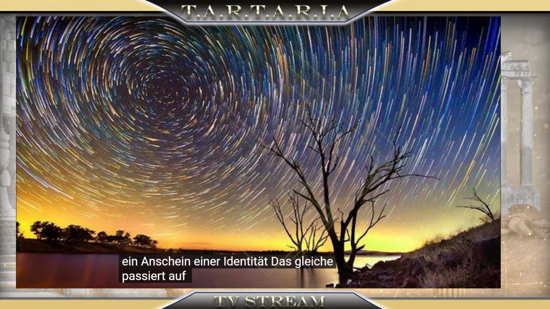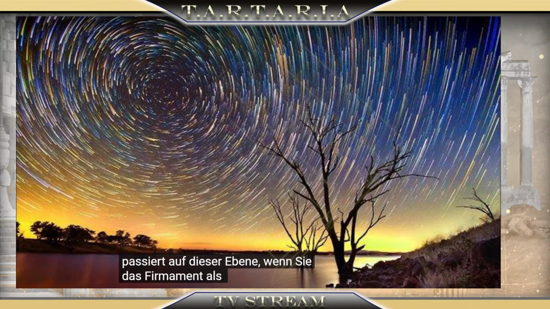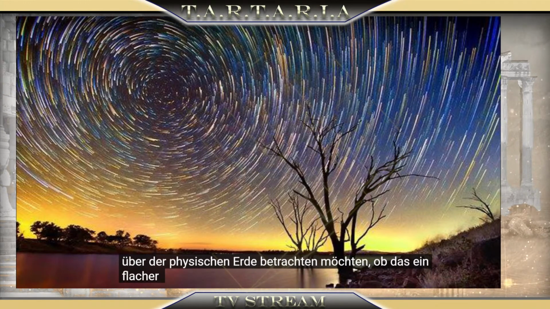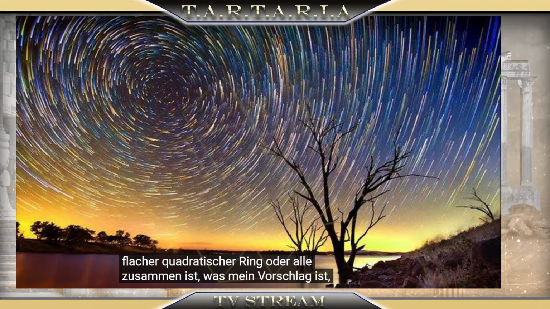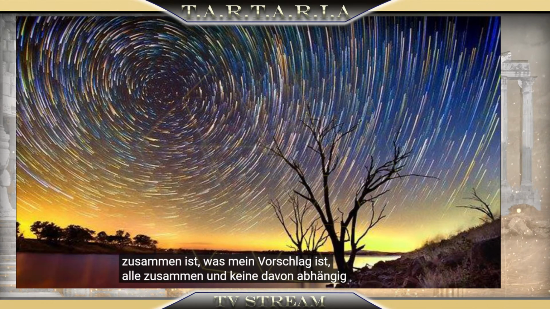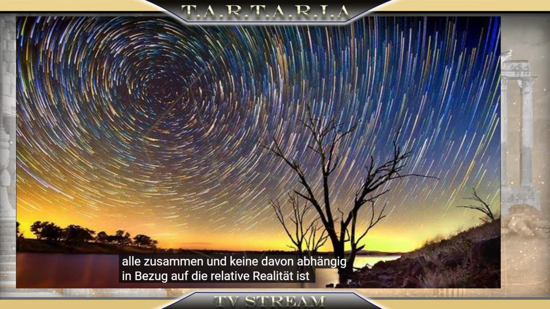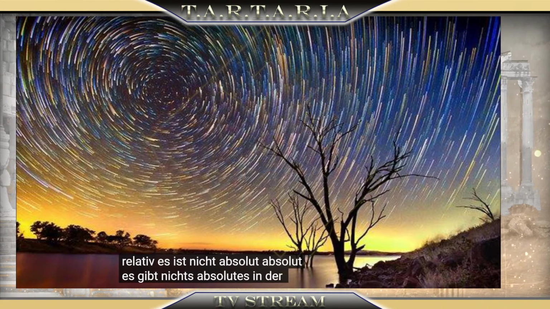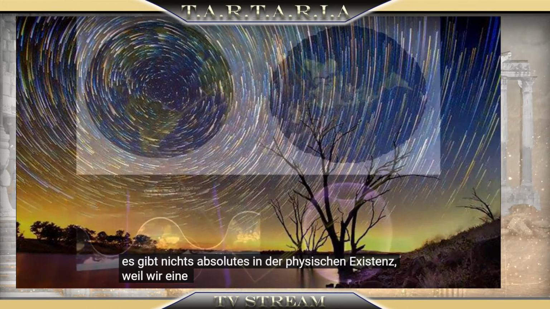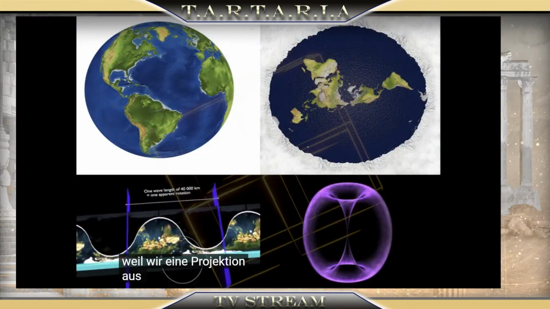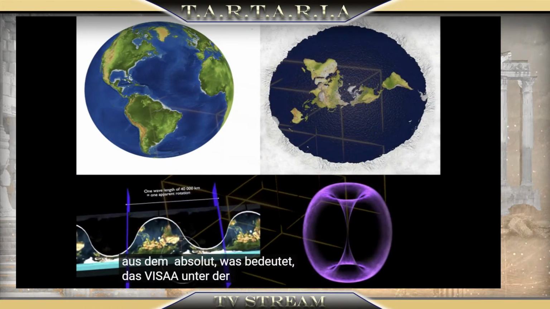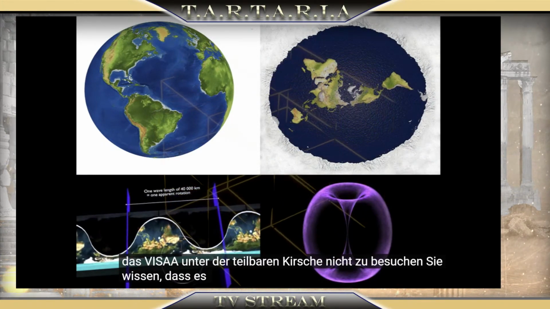Same thing happens at this level if you want to consider the firmament some kind of dome above the physical Earth, whether that's flat, ball, square, toroidal, or all of them together, which is my suggestion, all of them together and none of them, depending on the relative reality. It's all relative. It's not absolute. There's nothing in physical existence absolute, because we are a projection from the absolute, which is not divisible. It's not split up.